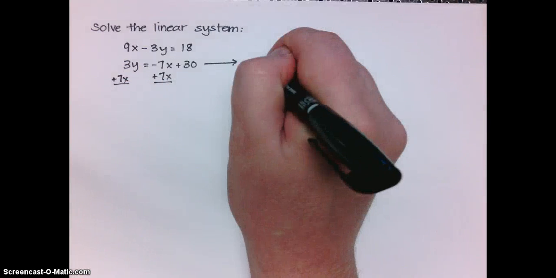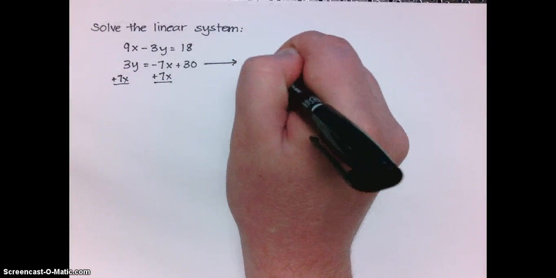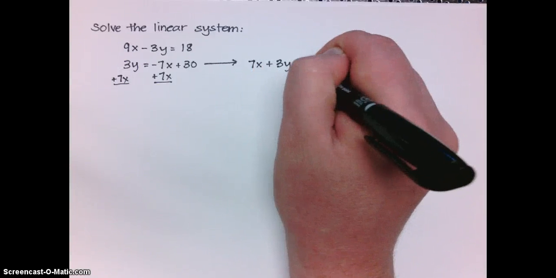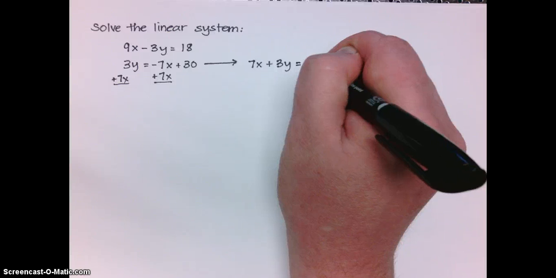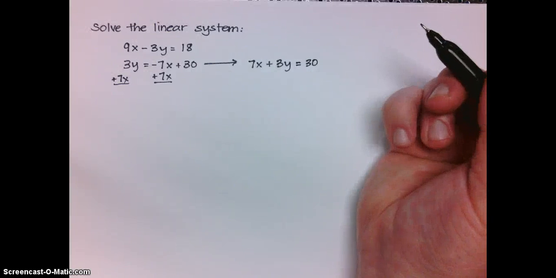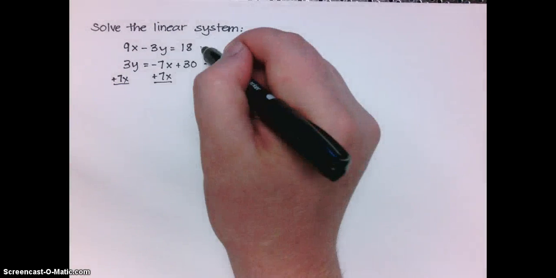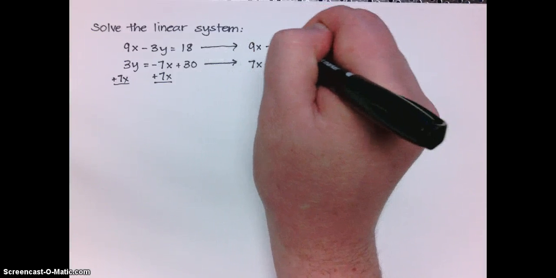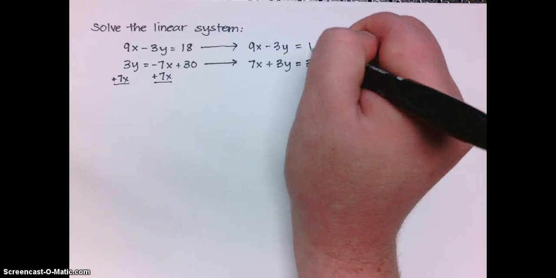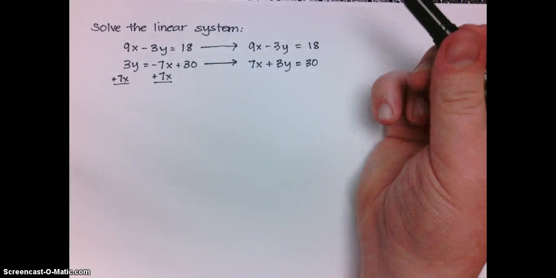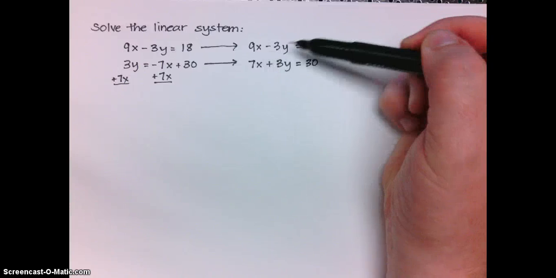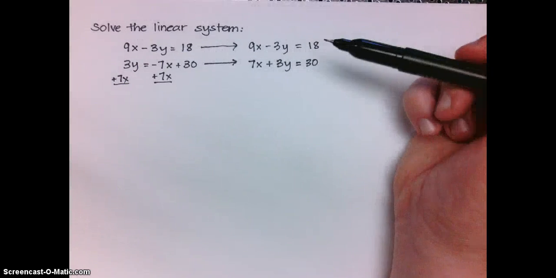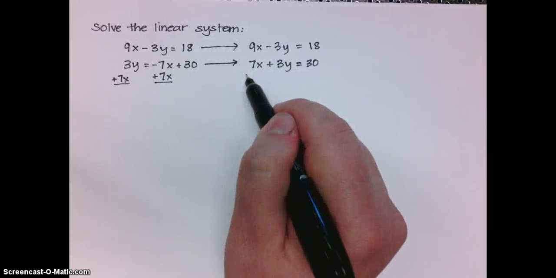So if I rewrite it to have the x's come first, it's going to be 7x plus 3y is equal to 30. And then I can just move the top equation back over. 9x minus 3y is equal to 18. Okay, so now I have the x's in a column, the y's in a column, and the numbers by themselves in a column.